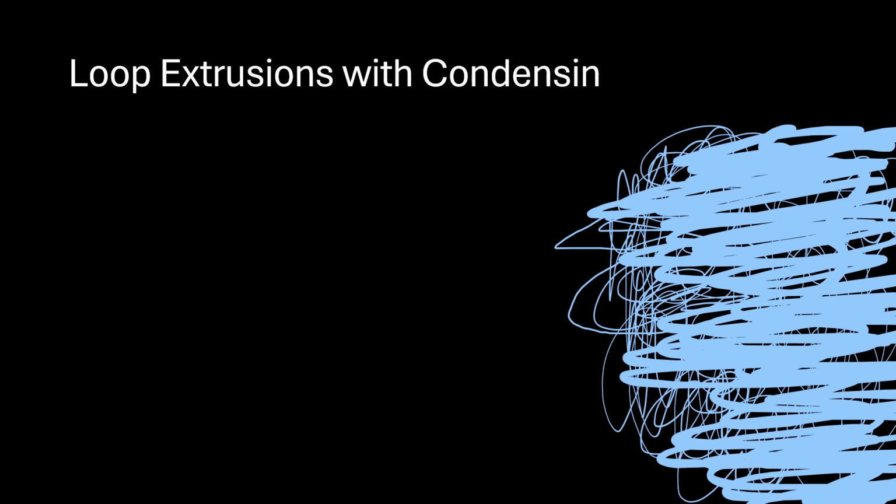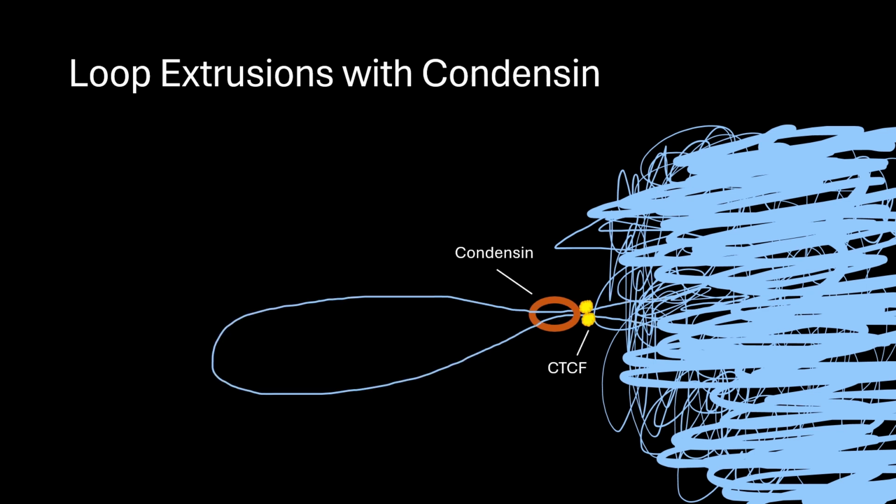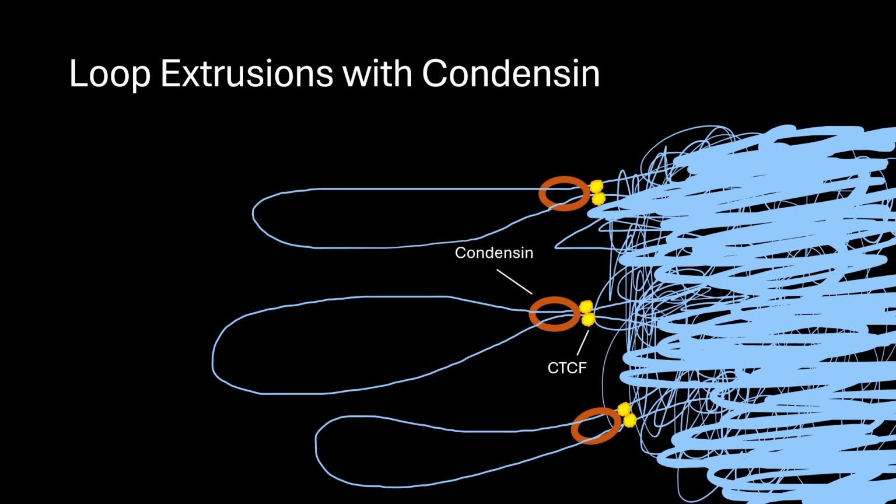The way it works is the condensin protein complex comes along and attaches to the single strand of chromatin. The chromatin gets pulled through the condensin protein complex until it is stopped by another protein, called CTCF. As enough of these happen, the chromatin becomes more and more untangled.